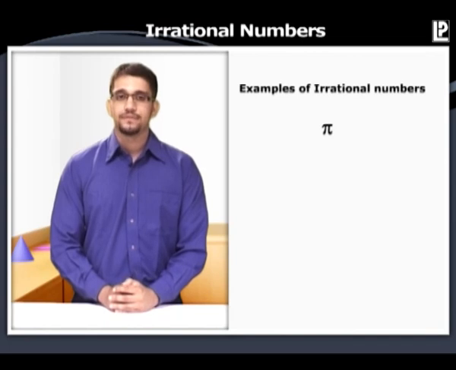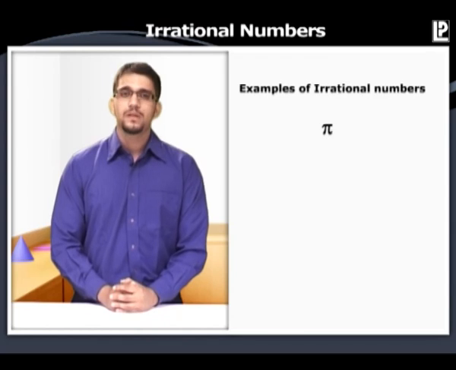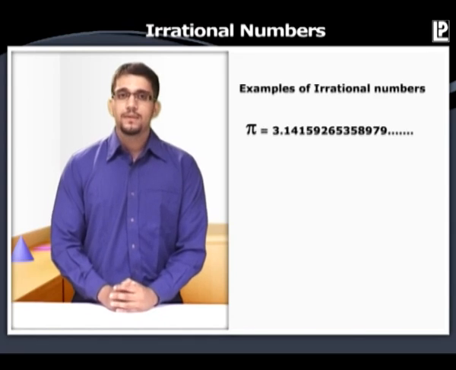Pi is an example of an irrational number. Do you know what the value of pi is? Well, here we go. Its value is 3.14159265535 and it goes on.